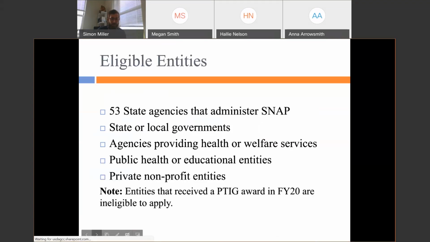So who is eligible? State agencies that administer SNAP, right? That's the 50 state agencies along with DC, Guam, and the Virgin Islands. State or local governments, agencies that provide health or welfare services, public health or educational entities, and private nonprofit entities, which include community-based or faith-based organizations, food banks, or other emergency feeding organizations. As you can see, there is a broad swath of entities that may apply for a PTIG.